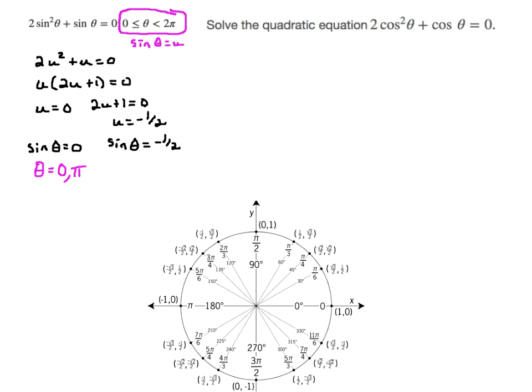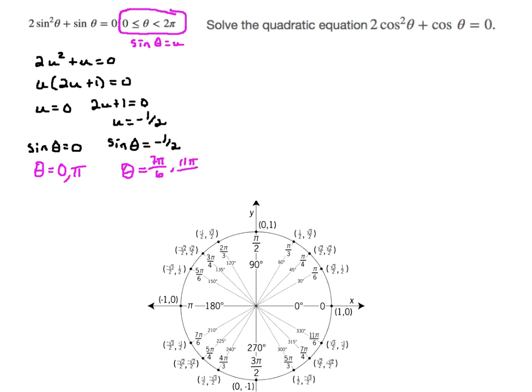And now I need to say, okay, when is my y-coordinate -1/2? So I'm going to be looking at quadrants 3 and 4 for a negative y value. And this happens when theta is equal to 7 pi over 6.